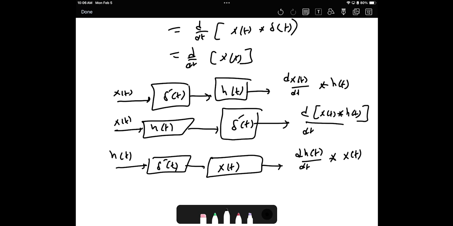Now, all of these three blocks look like different expressions, different outputs. But according to LTI systems, the order shouldn't matter. So they must all be equal to each other. All of them are equivalent.